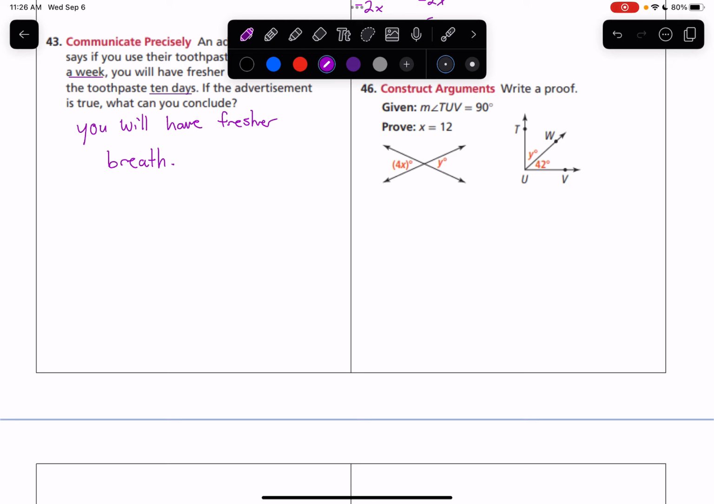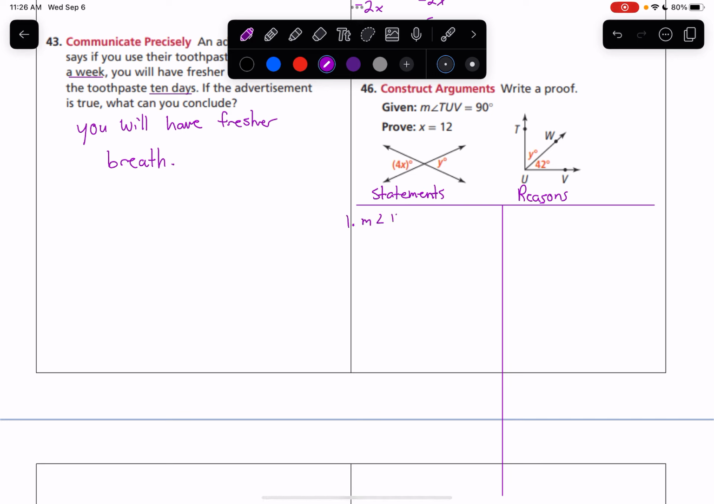So we've got a lot to do here. Let's go ahead and write our T-chart. I'm going to make it really long because I know I'm going to need quite a bit of space. So I've got statements, and I have reasons. And statement number 1 is going to be easy because it's the given information. The measure of angle TUV equals 90 degrees. And the reason is given.